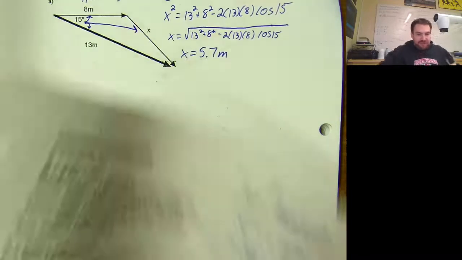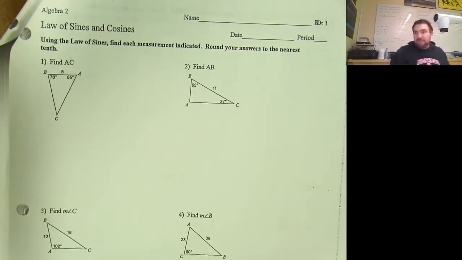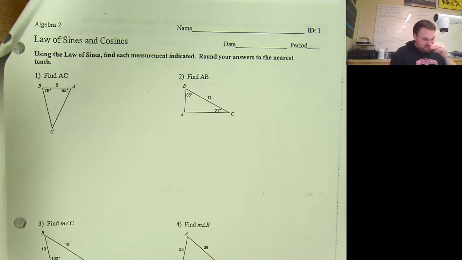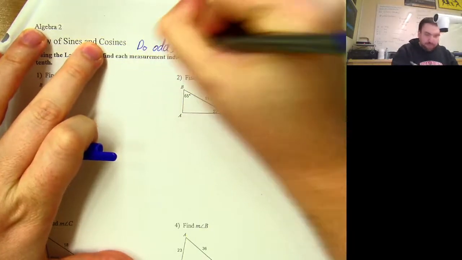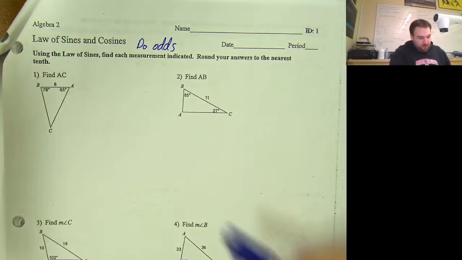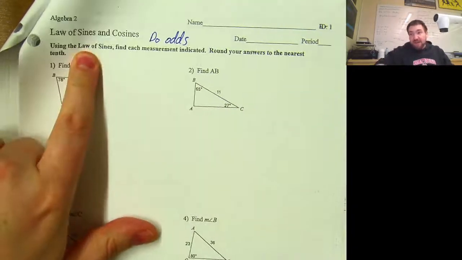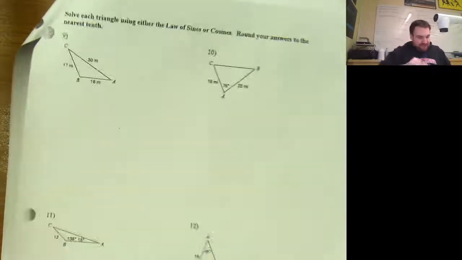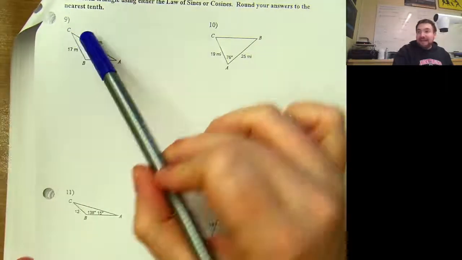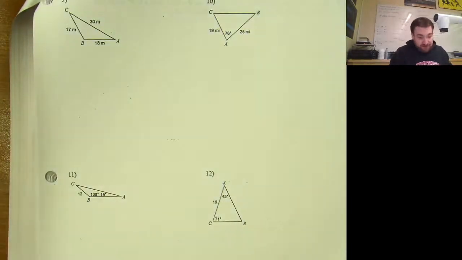So what I want you guys to do as part of your homework is to do some of these. I know some of you are going to be better with this stuff than others. I want you to do odds on all of this. So it's going to give you 1 and 3 here. It specifies law of sines. And if you fill up the page, you're going to do 5 and 7, which specifies using the law of cosines. And then it's going to give you 2 more questions, 9 and 11, and it says solve either triangle using the law of sines and cosines.